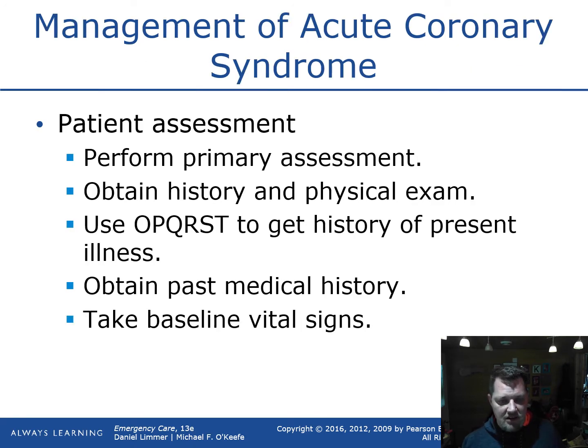So when we do a patient assessment, we're going to perform our primary assessment. Remember, ABCs first, airway, breathing, and circulation. If I don't have any of those things, I can't fix anything else. So you've got to have your airway, you've got to have breathing, you've got to have circulation. Again, I can't fix anything else unless those three things are there. So then we're going to obtain a history and physical exam. In our history, we're going to ask them specific cardiac questions.